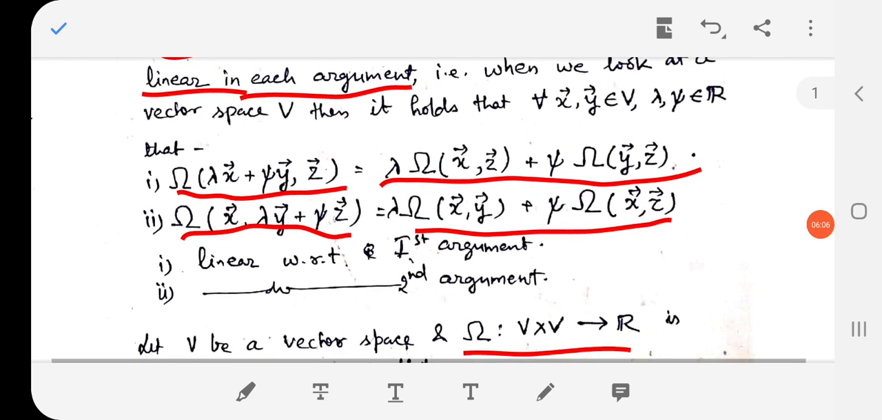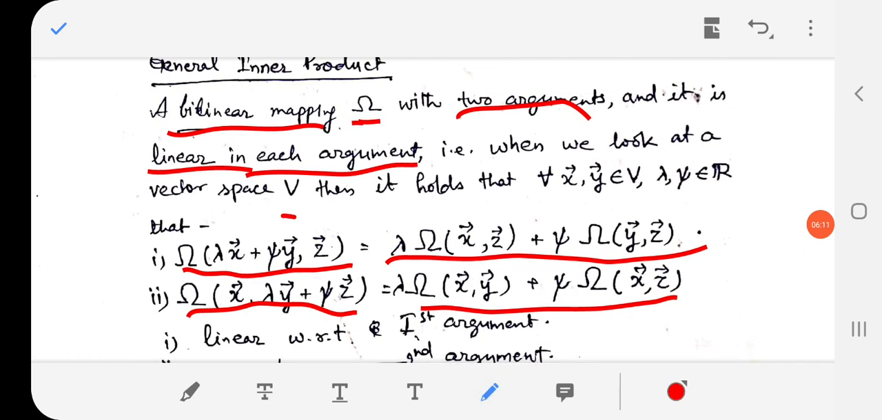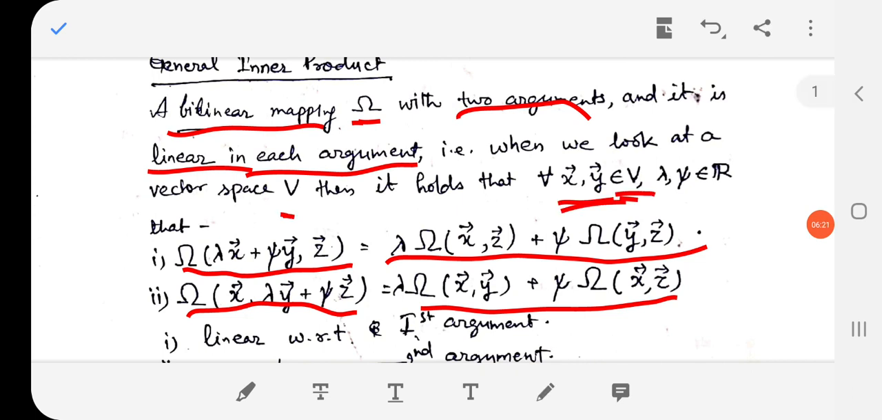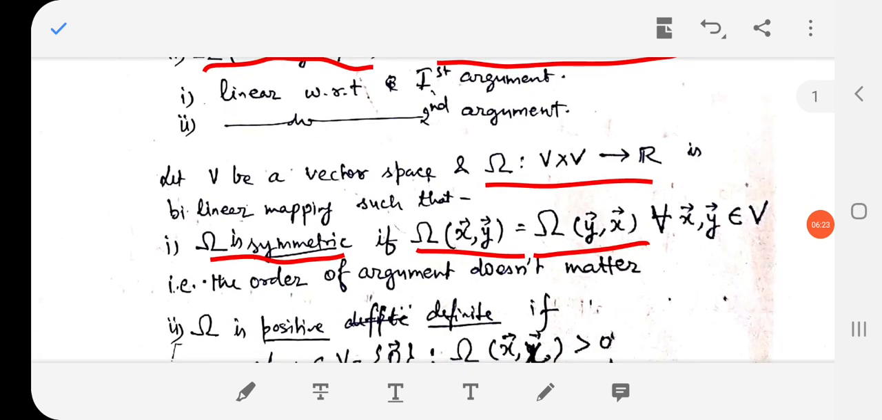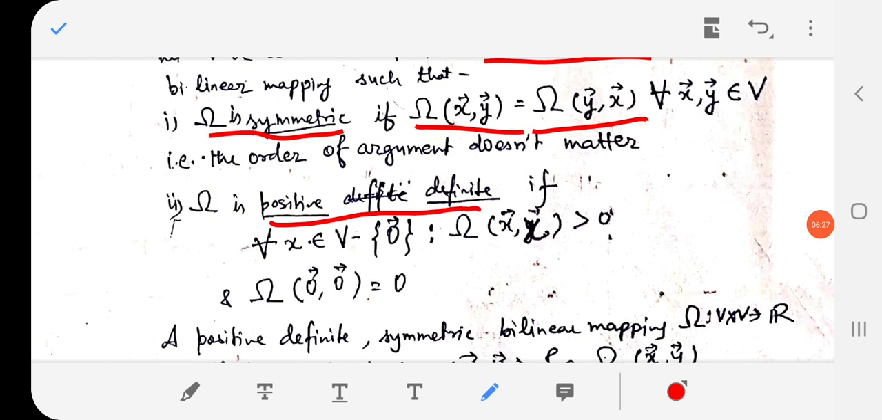Right, so that's what happens. We have two items from the same vector space V. These two items belong to the same vector space V, and if you map them, it holds the bilinear mapping, and it should be symmetric. And then what do we mean by positive definiteness?